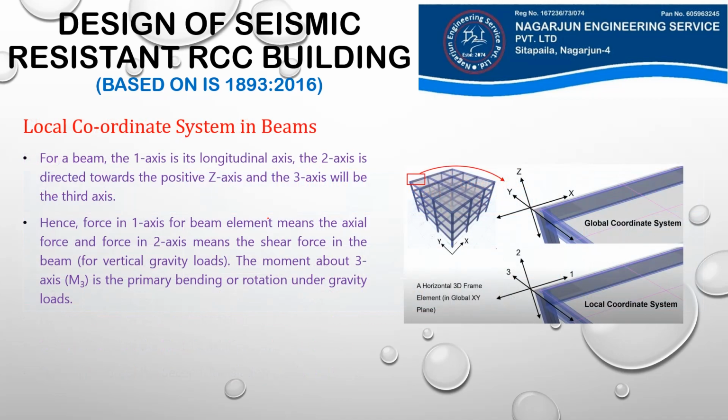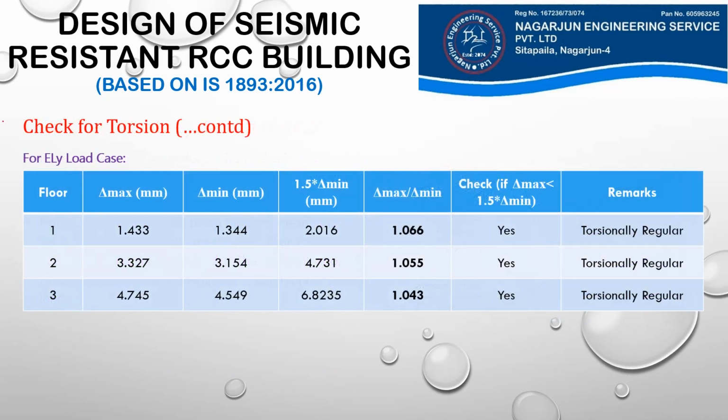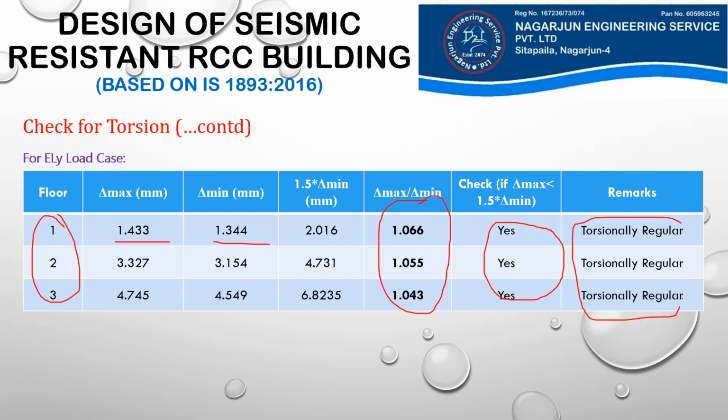In the next slide, I determined it for the earthquake load in Y case. As you can see here, I did the same as in the previous case. For all these three stories, I found delta max and delta minimum, and I calculated the ratio. In Y direction, all of our ratios came to be less than 1.5. So our building came to be torsionally regular from this viewpoint. But overall, our building is torsionally irregular based on this 1.5 ratio clause.